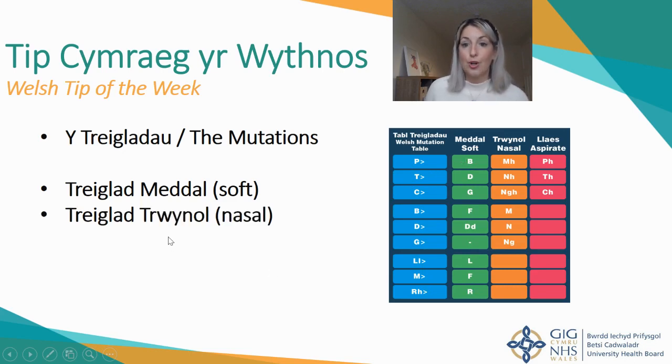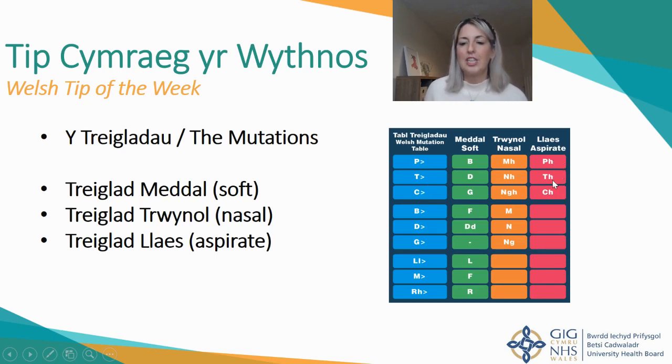A Treiglad Trwynol, the nasal mutation, affects 6 letters, and they turn to the oren, the orange column. And the last one, Treiglad Llais, the aspirate mutation. This only affects 3, and they turn to the coch, the pink column over here. So P, T, C to PH, TH and CH.